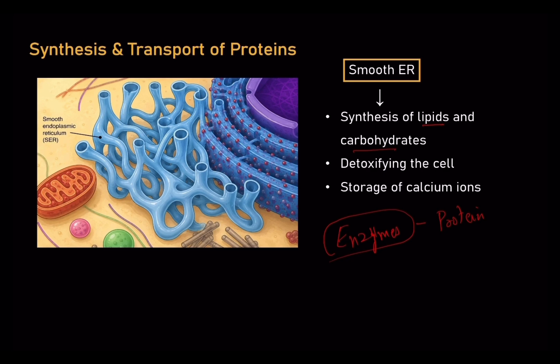Smooth ER also has other functions, which is that it helps in detoxifying the cell. Let's look at, say, a liver cell. A liver cell would have a lot of smooth ER because liver cells are responsible for detoxifying medications, poisons, etc. Your muscle cells require calcium ions to trigger coordinated contractions. So your muscle cells would have smooth ER for this purpose, storing calcium ions, which would help in muscle contraction.